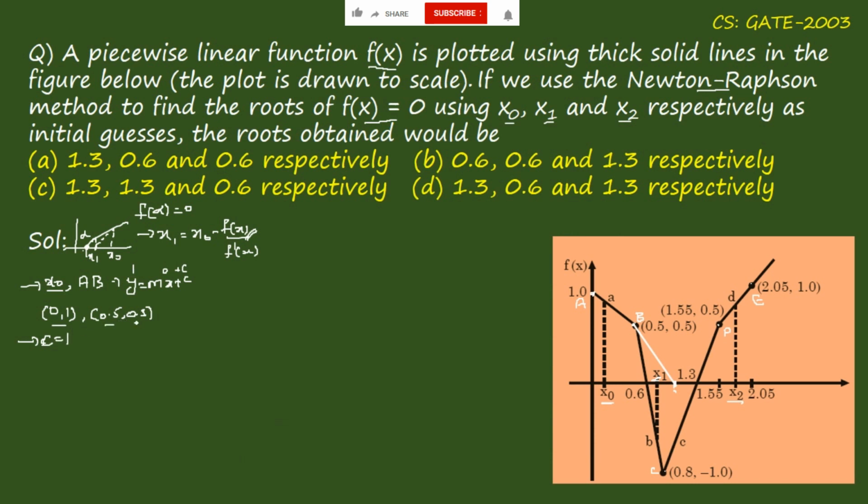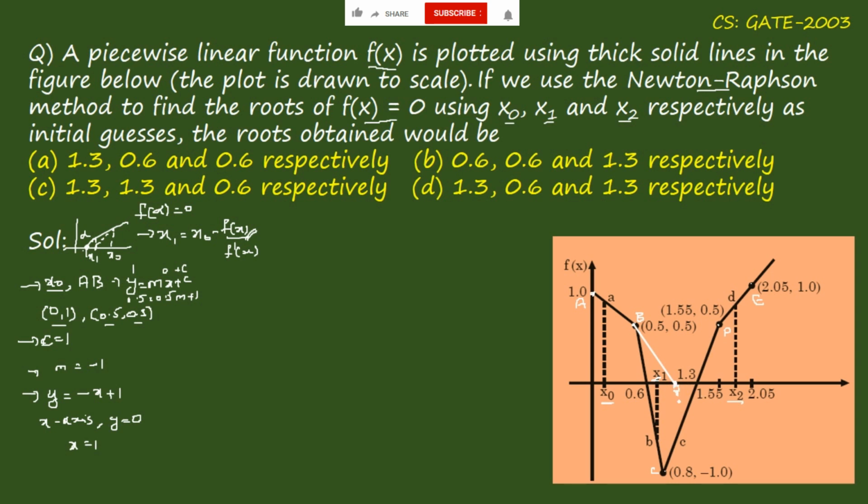Again, with (0.5, 0.5): 0.5 = 0.5m + 1, then we get m = -1. So the equation we got is y = -x + 1. Now, it will be touching the x-axis, so y = 0. Then x = 1. So it will be touching this particular point at 1.